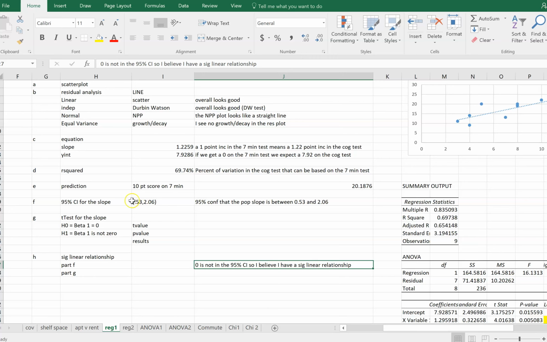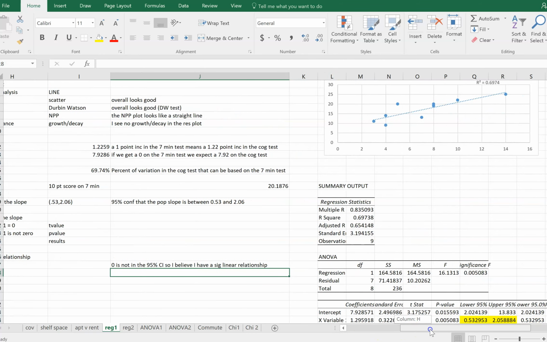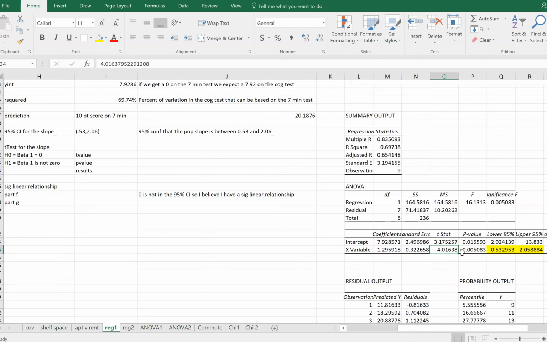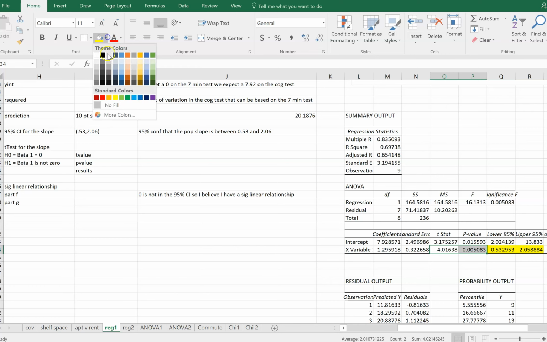The good news here, 0 is not in this interval. The lowest the slope gets is 0.53. That's not lower than 0, which means, according to my confidence interval, I have a significant linear relationship. Awesome. You could also do a t-test for the slope, and the t-test and the corresponding p-values are right there.